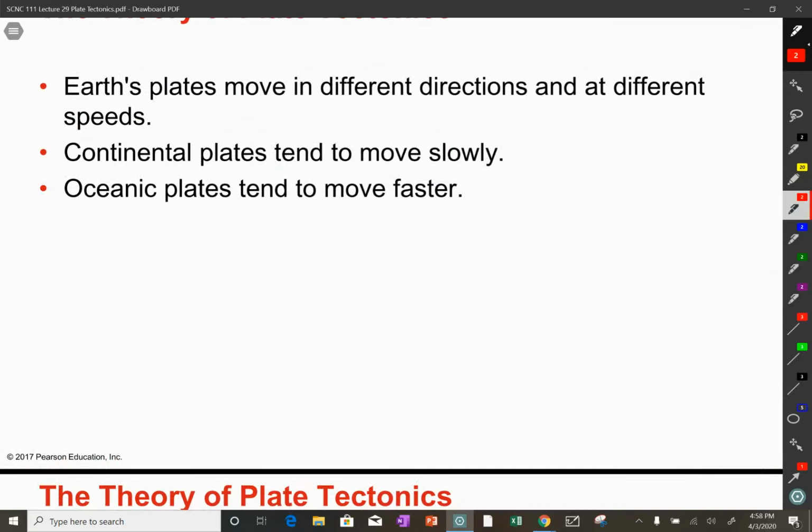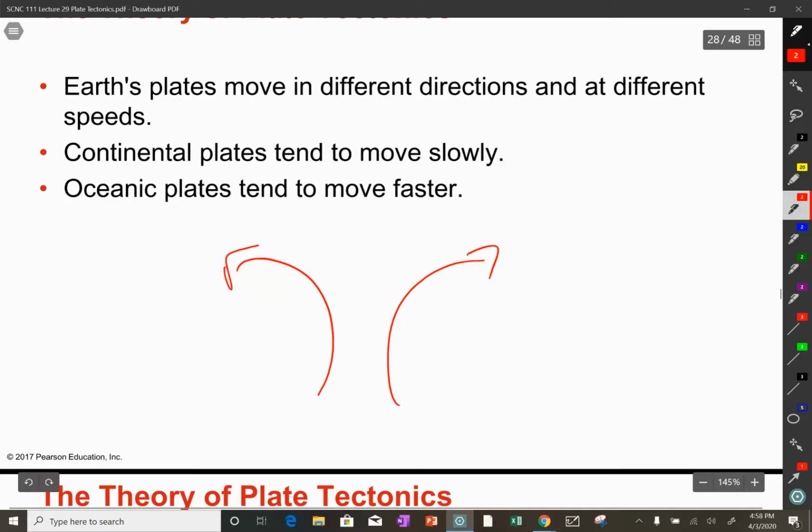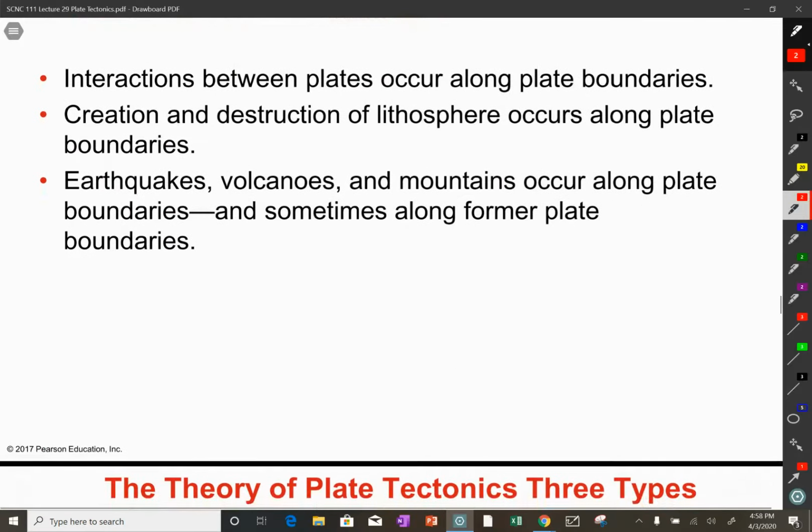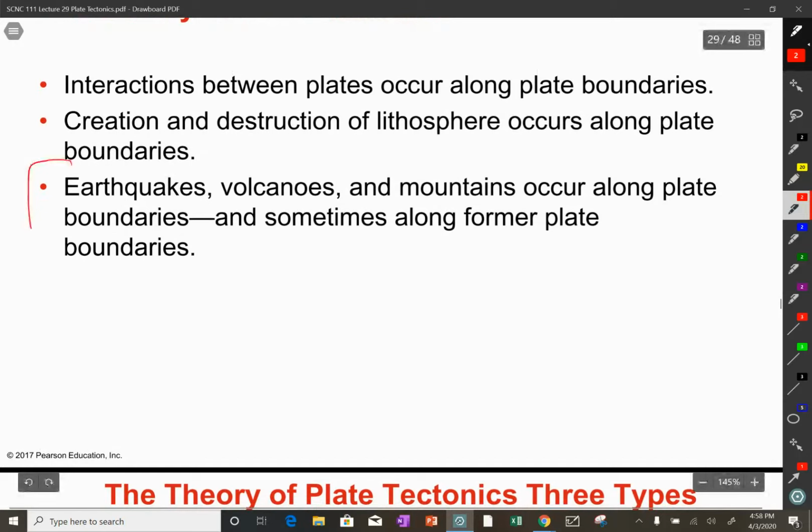Continental plates tend to move very slowly. Oceanic plates tend to move faster. Why? We've already talked about the magma driving the ocean plates, making them move faster. The continental plates don't have those drivers. They don't move so much. The ring of fire: earthquakes, volcanoes, and mountains are caused by the boundaries interacting.